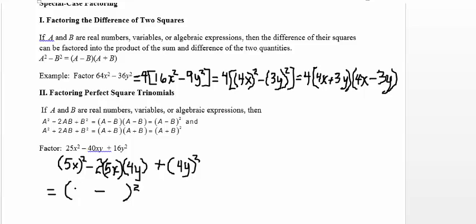A goes in the first position. A is 5x. B goes in the second position, and B is 4y.